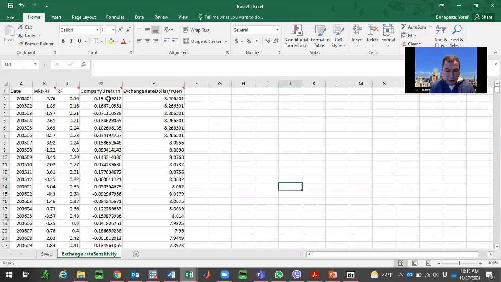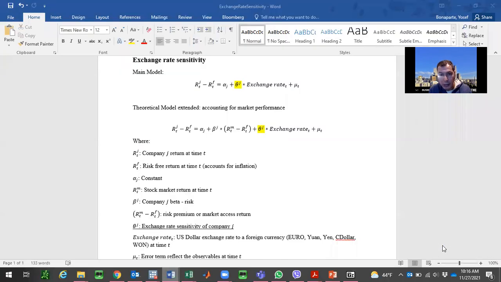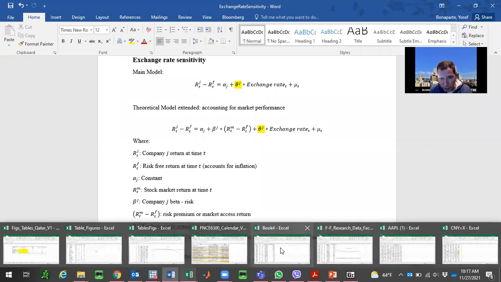Now, notice here the return is in percentage. Here the return is not in percentage. So in order to make sense, you have to make apples with apples, oranges with oranges. So now what we want to do is go back to this Word document, and we want to run this model, the extended one: RJ minus RF equals alpha plus beta, RM minus RF, and so on. So now we're going to go back to this.